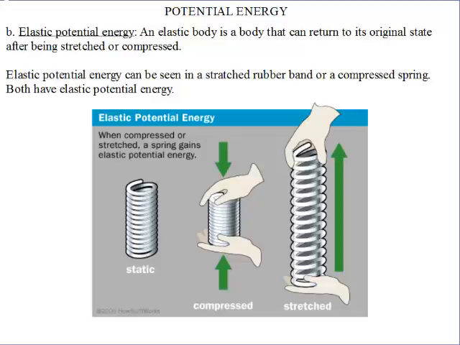So elastic potential energy can be seen in a stretched rubber band or a compressed spring. Once you stretch, this is the spring in its natural state. Once you compress it, you are giving the spring energy with which it will come back to its original state.